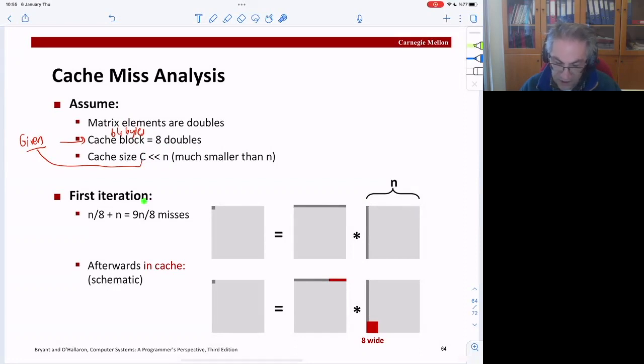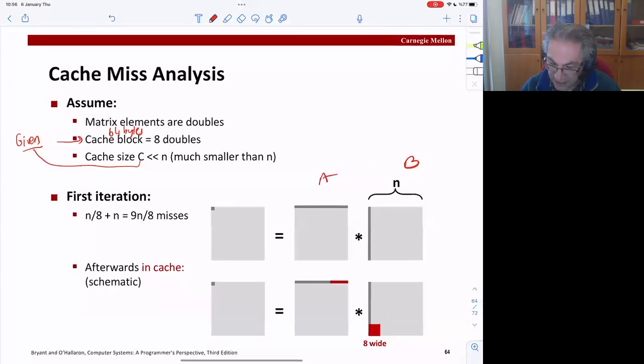Now let's look at our first iteration. In the first iteration, you can see that I am accessing this is my A and this is my B, right? In here, how many misses do I have? I have n elements in here. Due to this, I can store 8 doubles at a time. So when I bring them into my cache, I will have a miss here, but then you will have hits. So in total, if I have n elements, I will have n over 8 misses due to accessing A.